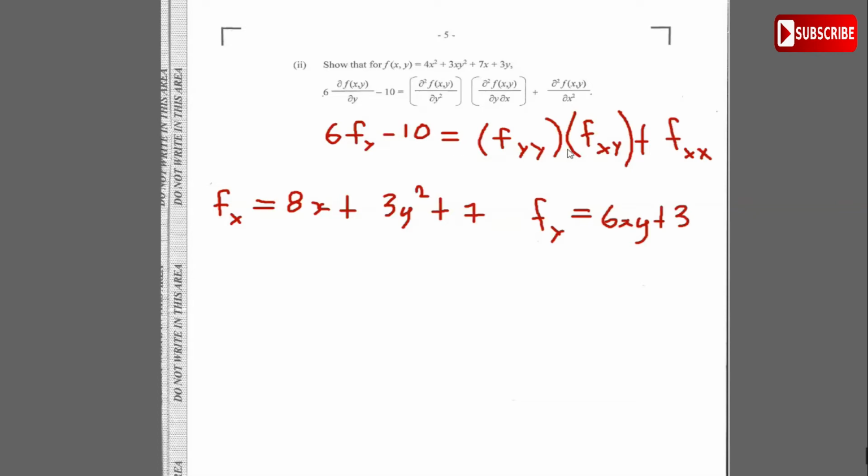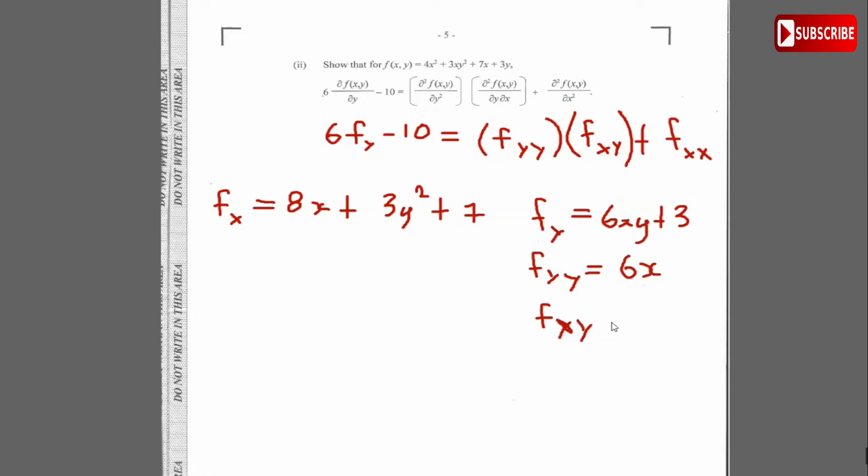Okay, we're going to need fyy anyway, so let's find fyy. Fyy means we're differentiating 6xy with respect to y. So we're going to get 6x. All right, nice. All right, let's also find fyx. Not fyx, fxy. Let's find fxy.